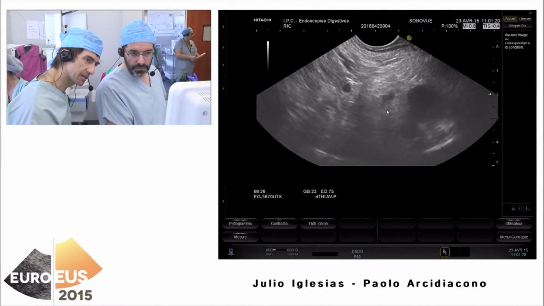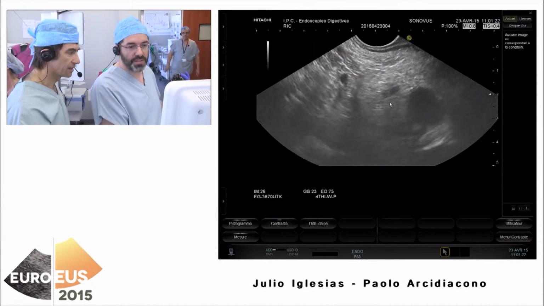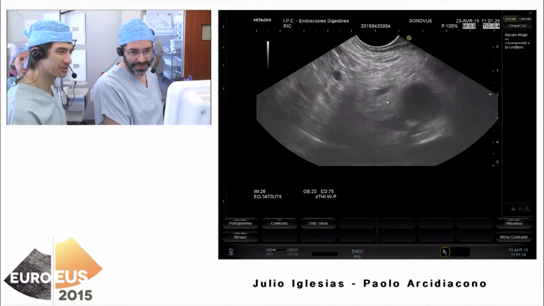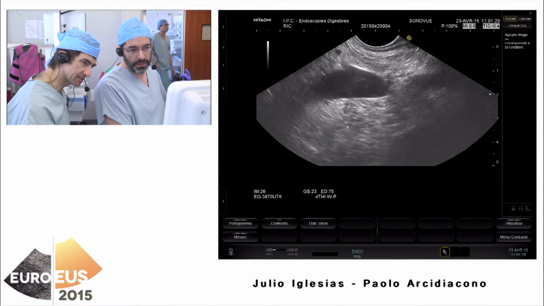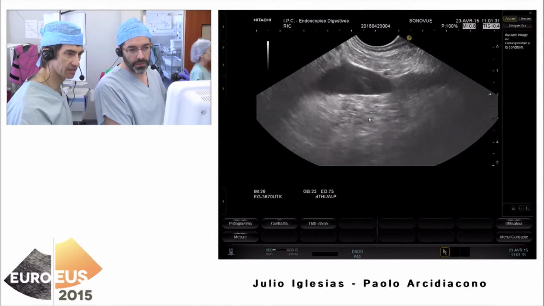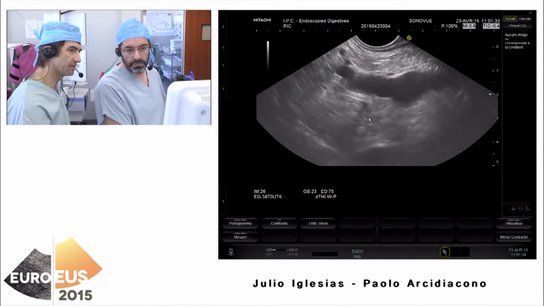That is clearly going. Is this with the slim scope? No, this is with the therapeutic scope. No slim scope, therapeutic scope. And so you see the head and the pancreatic duct going down in the head. So it's very clear, the image that you can obtain.